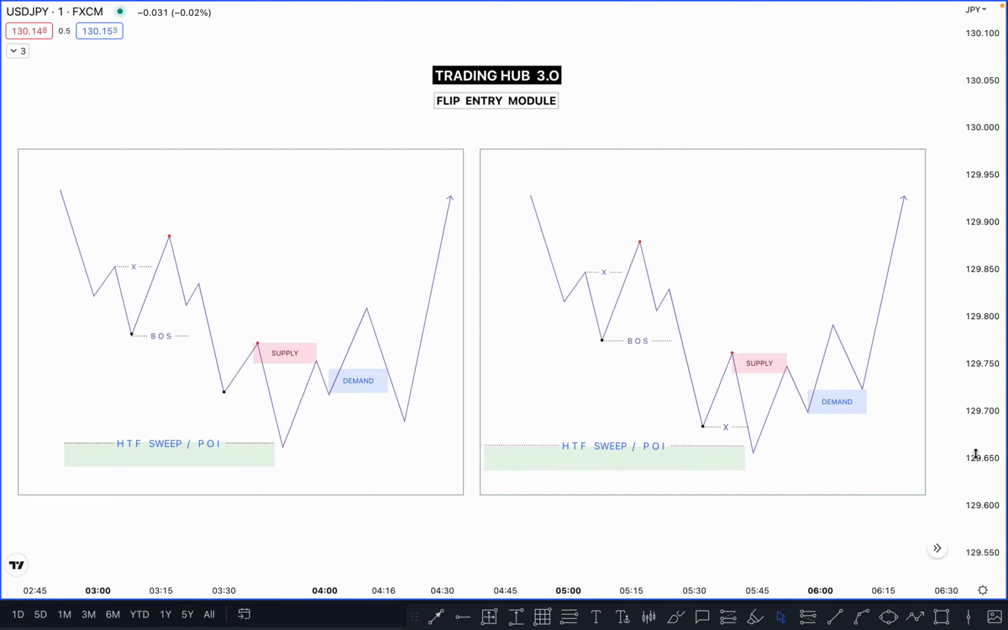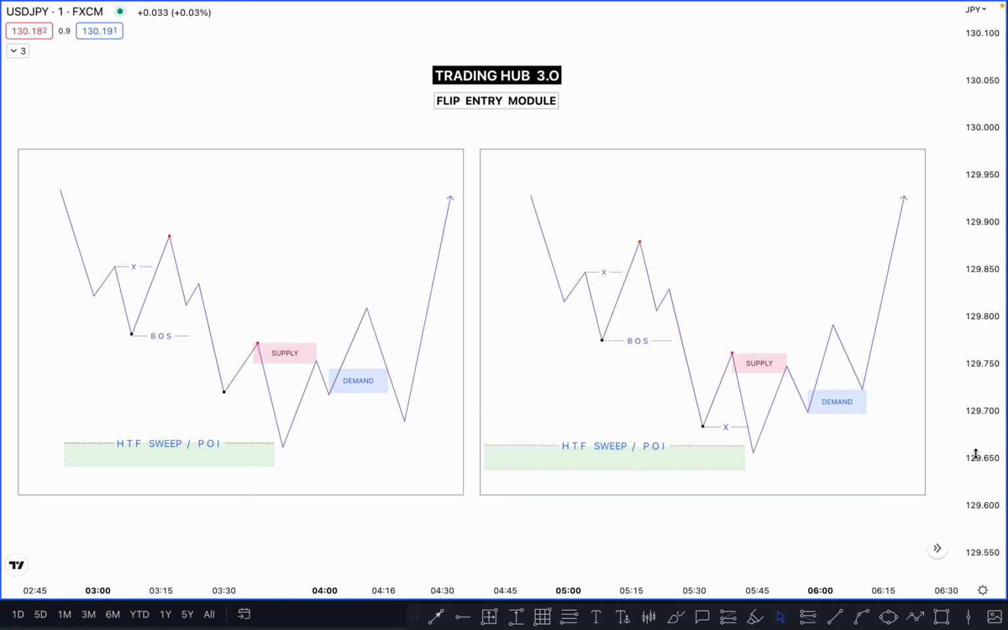But in this part we are going to learn what a flip entry module is. This is our putting-all-together video, and everything will be mentioned from higher time frame to lower time frame, and how you can identify PY, and then when the market taps on PY taking out the liquidity, how you can switch into the 1 minute time frame before the entry.